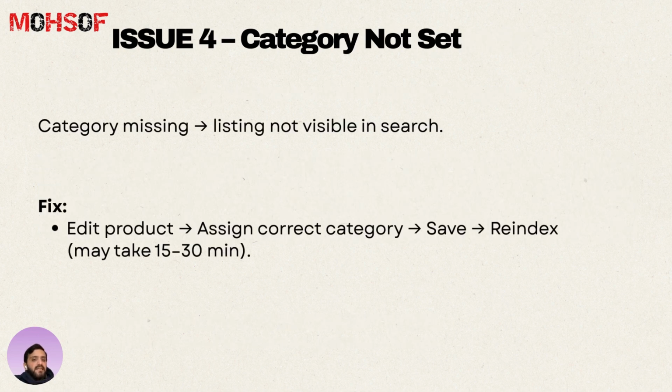Next is the category not set. Sometimes when you update with flat files, your category gets missed, which we call browse nodes. So how can you see that your browse node is missing? When you open the listing in Amazon, you will see the complete details on top, near the title. You will see that it mentions the complete category: main category, major category, niche category, and then sub niche category.